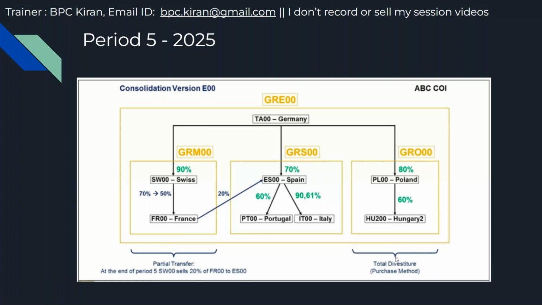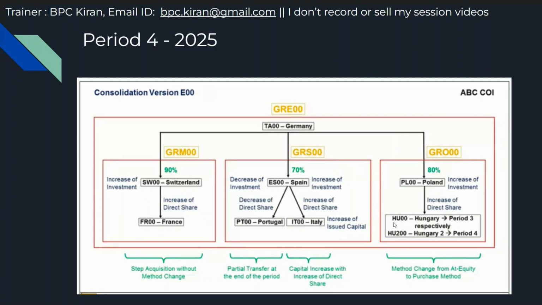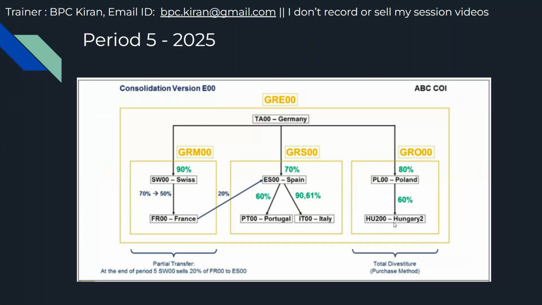And total divestiture. Poland decided to divest this particular Hungary. So Hungary is the outgoing unit in Eastern Europe. So how to handle that? Total divestiture, that we are going to understand in 2025 period 5. So in E00, period 3, first consolidation, subsequent consolidation. Period 4, we are executing step acquisition, capital increase, accounting method change, and partial divestiture. And period 5, we are discussing partial transfer and total divestiture.